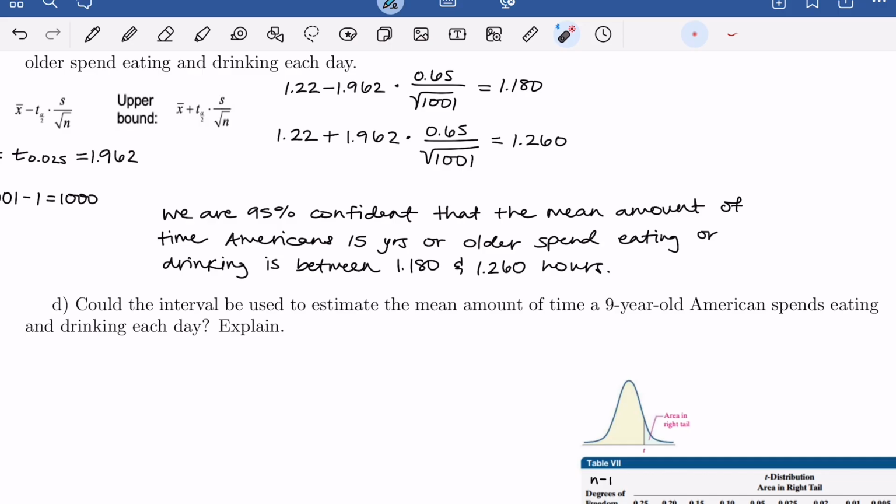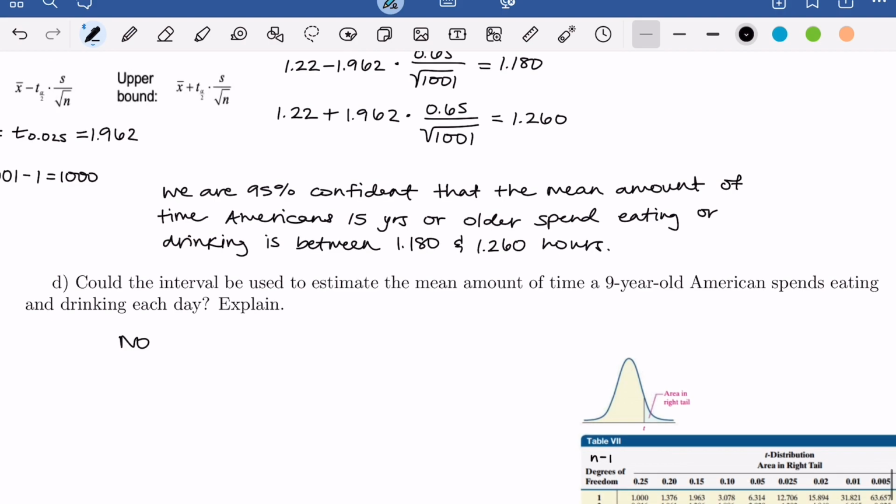And then lastly, for part D, could the interval be used to estimate the mean amount of time a 9-year-old American spends eating and drinking each day? And the answer is no. The sample that we looked at was Americans 15 years or older. A 9-year-old American is a member of a different population. So no. We'll just say a 9-year-old American is a member of a different population.